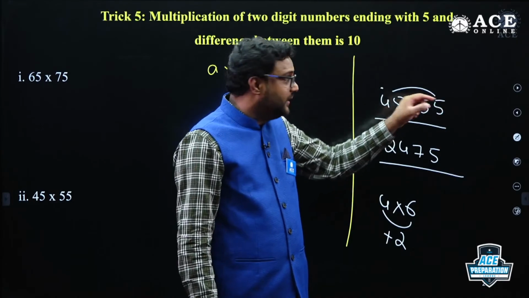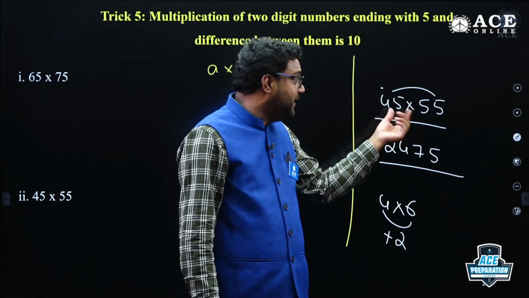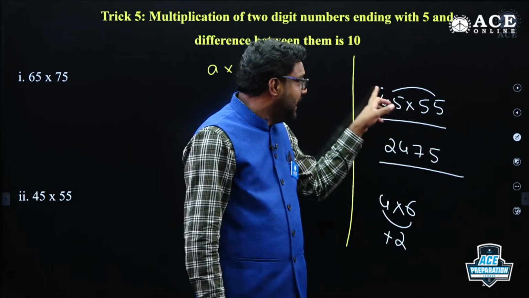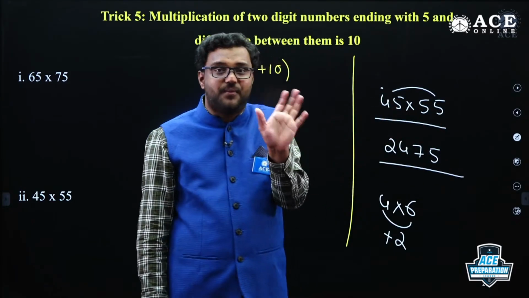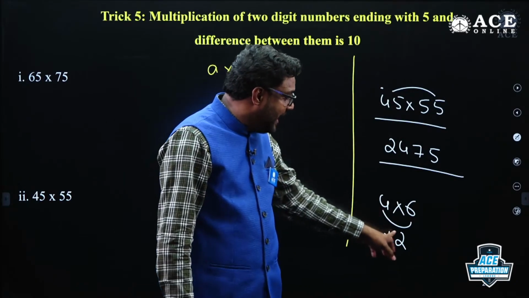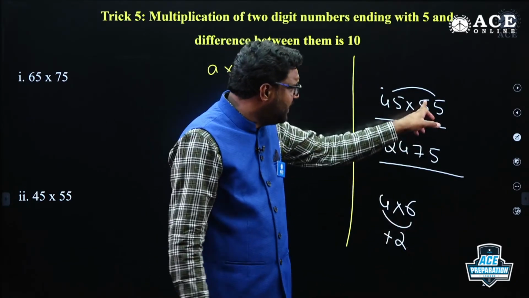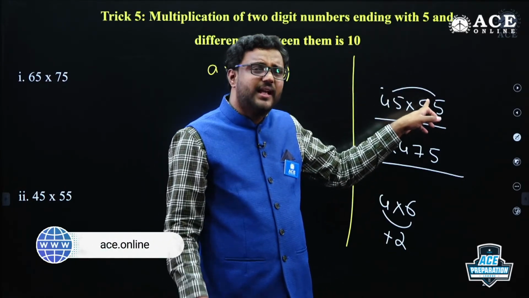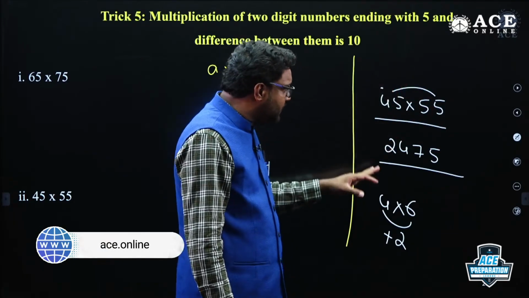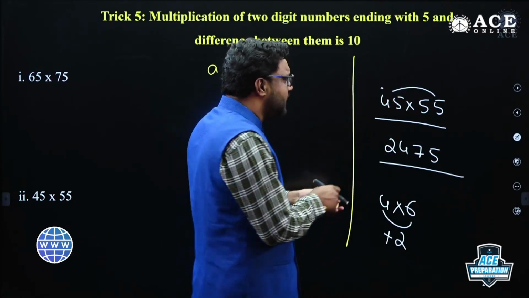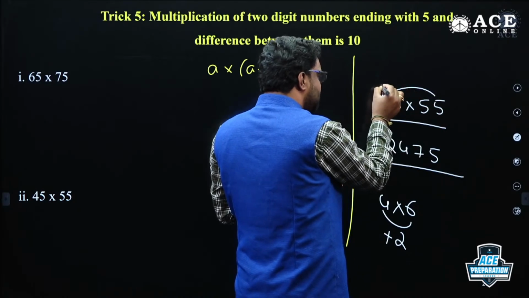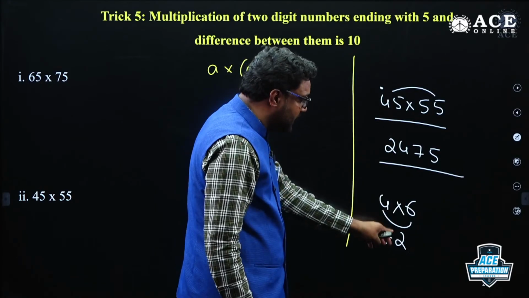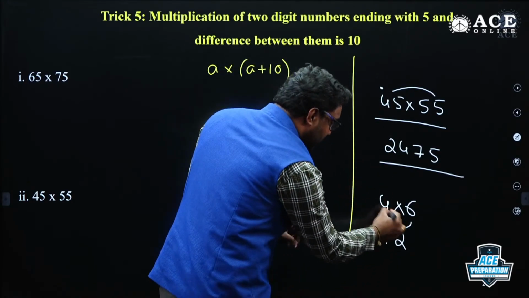45 into 55. If numbers end with 5 with a difference of 10, this product definitely ends with 75. Among 4 and 5 in the tens place, 4 is the smallest. Pick the smallest one and add 2 to that. Or pick the bigger one, 5, and add 1 to that. Don't go with the biggest and add 2; take the smallest, add 2. 4 into 6 is nothing but 24.